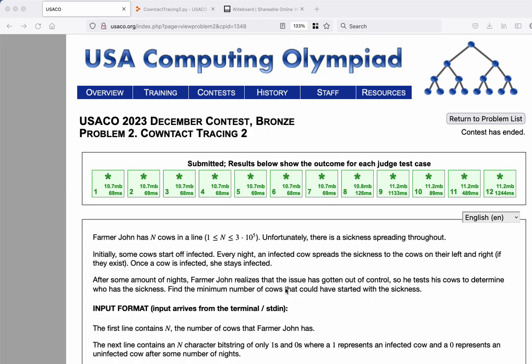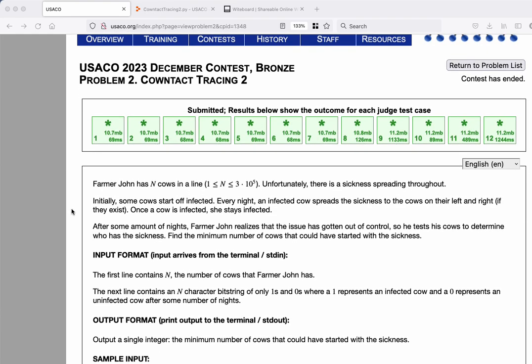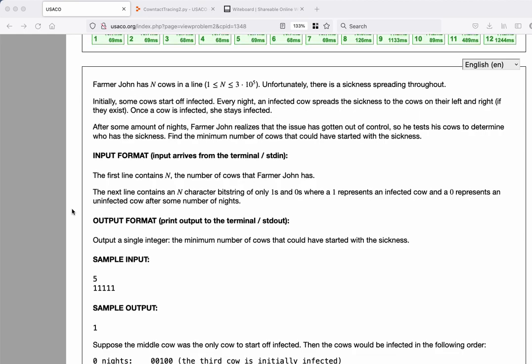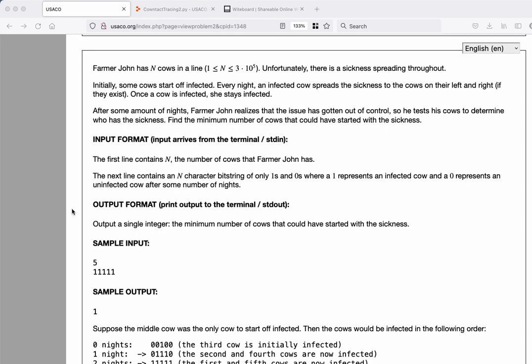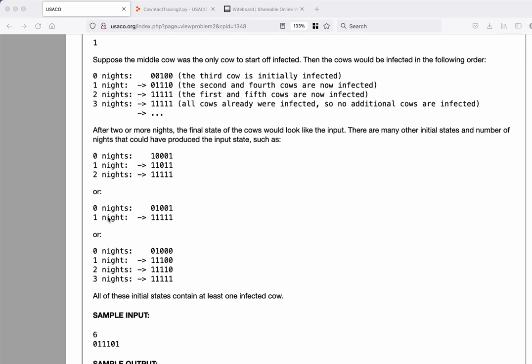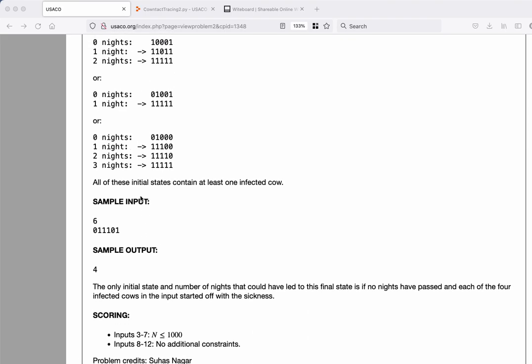All right, December 2023, bronze problem two. This is a pretty interesting problem. Let's talk through some of the insights that are necessary to solve it. Once again, I think it's pretty common that for bronze, they'll give the sample inputs and outputs that will actually kind of point you towards some of those edge cases and those things to think about.